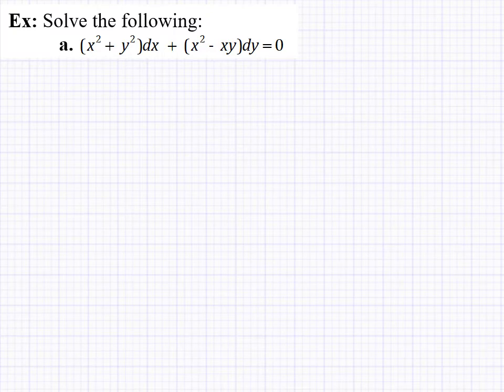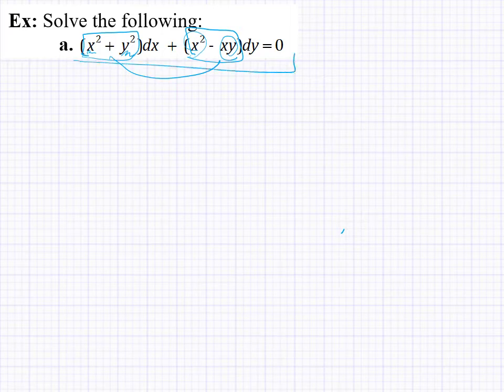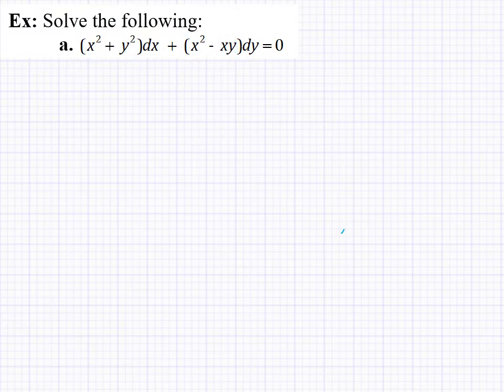First off, we have to recognize that this is a homogeneous equation. Degree 2, therefore this is a degree 2 homogeneous function. Degree 2, therefore this is a homogeneous degree 2 function. Since both of these are homogeneous degree 2, the entire equation is homogeneous degree 2. Okay.